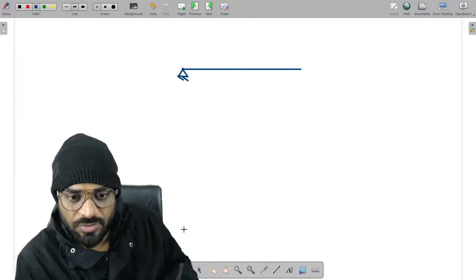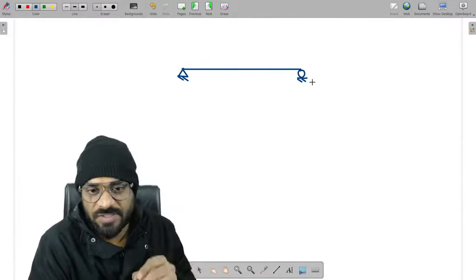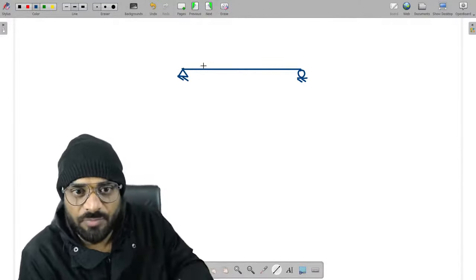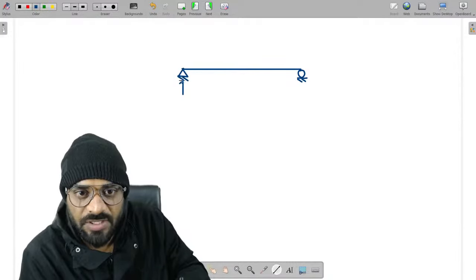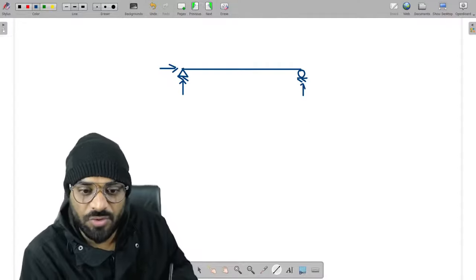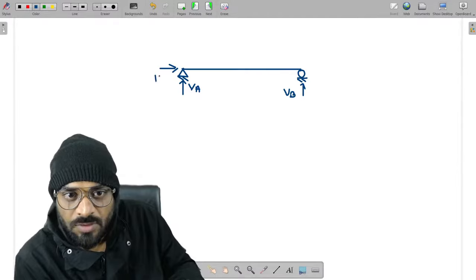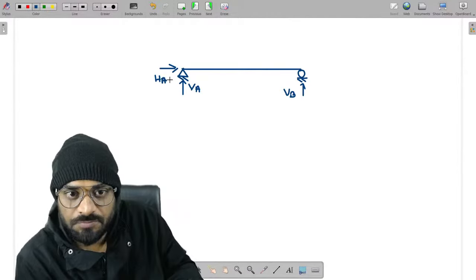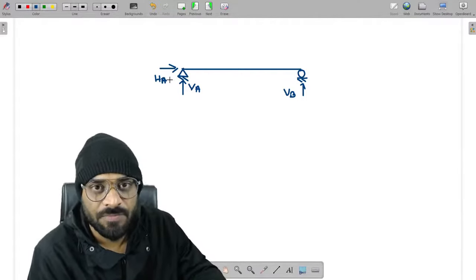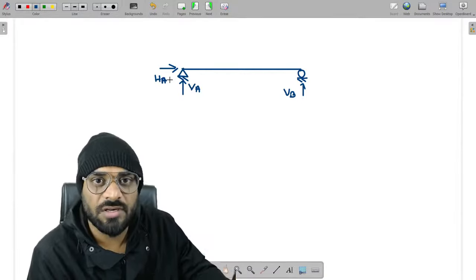Let's use the Mueller Breslau principle. Let us suppose this is the structure which is given to us, and I want to draw the ILD for vertical reaction VA. Vertical reaction VA as per Mueller Breslau principle. Now what do you have to do? As per Mueller Breslau principle, first you have to release that particular reaction for which we are trying to draw the ILD.